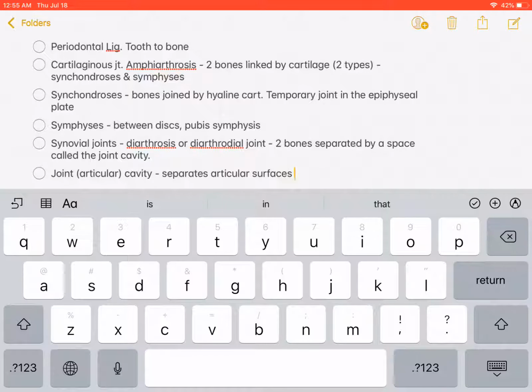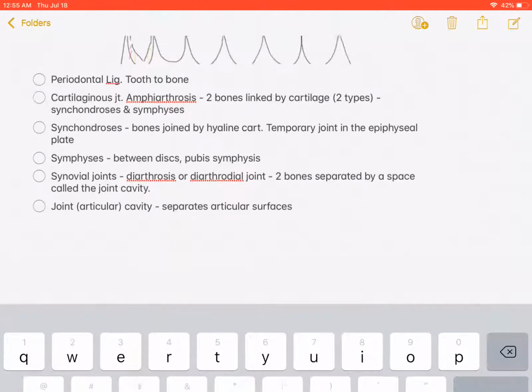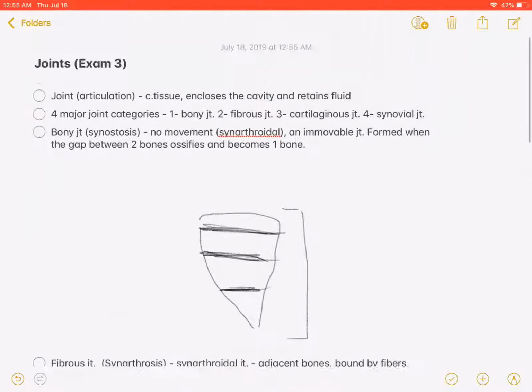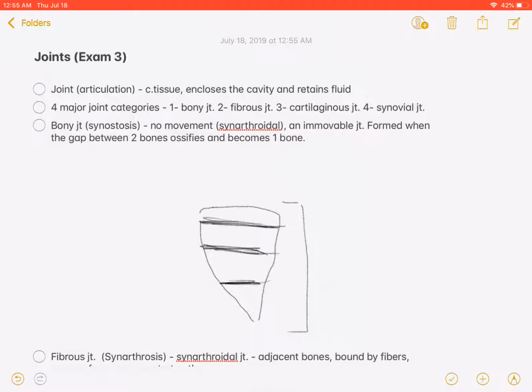We talked about where does fibrocartilage grow, but I guess we could save that for the next video. All right, so for now, we looked at a couple of things here. Joints. What is a joint? It's a connective tissue that encloses a cavity and retains fluid. There are four major joint categories. We haven't hit synovial joint yet, but we might actually do after this summary. So a bony joint or synostosis, there's no movement. It's a synostotial, an immovable joint. It's formed when the gap between two bones ossifies and becomes one bone.